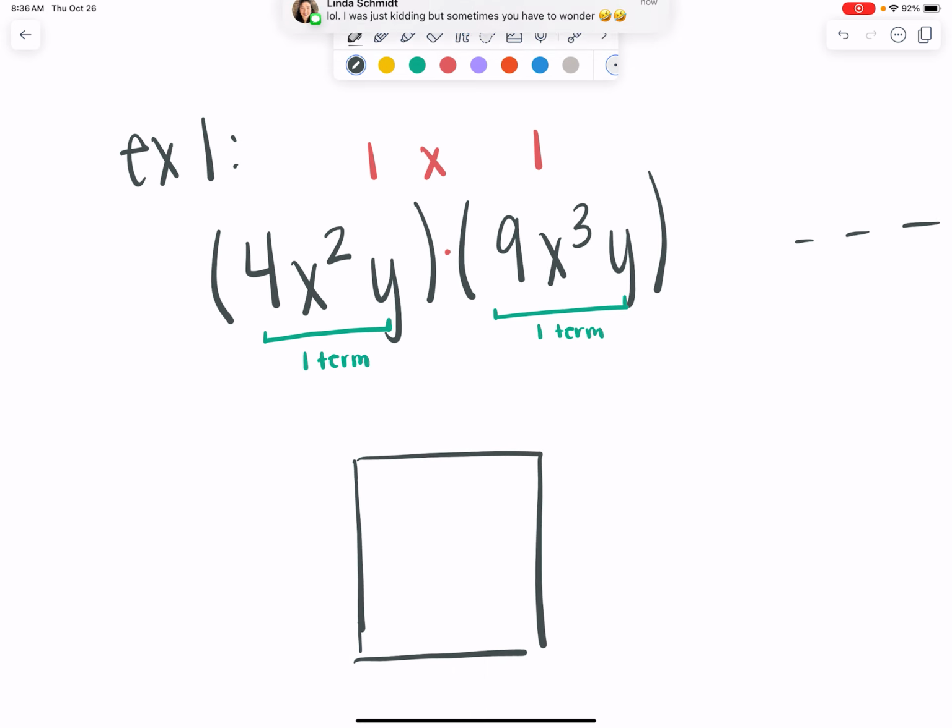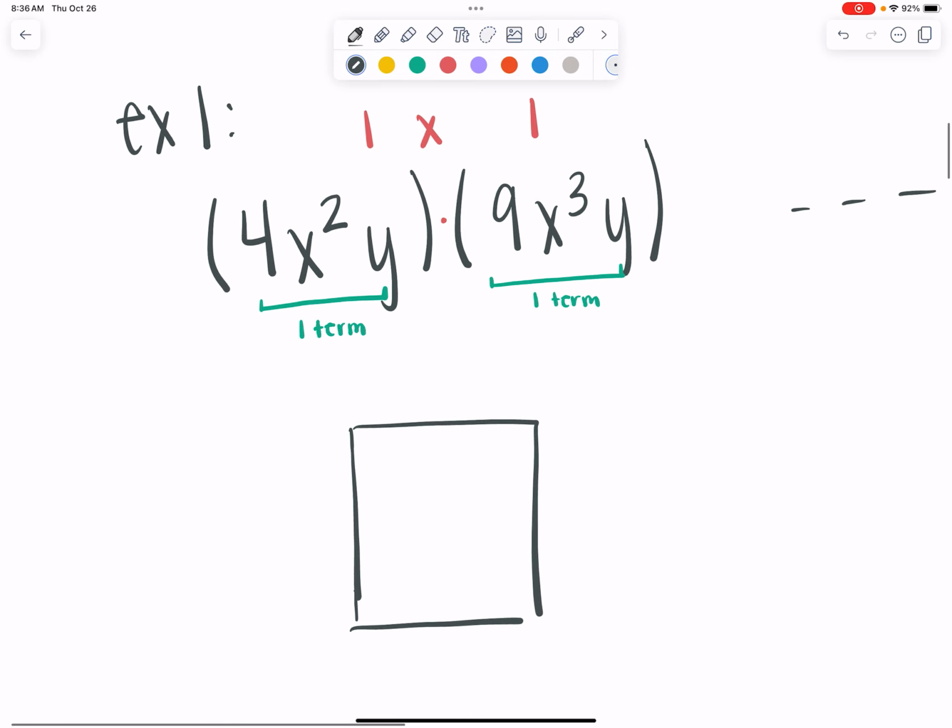You don't really have to do box method for this one because it's pretty straightforward, but you still can. So I've got 4x squared y along the side and 9x to the third y along the top. And then to fill in the box, I'm just going to multiply. I'm going to multiply my numbers. 9 times 4 is going to give me 36.